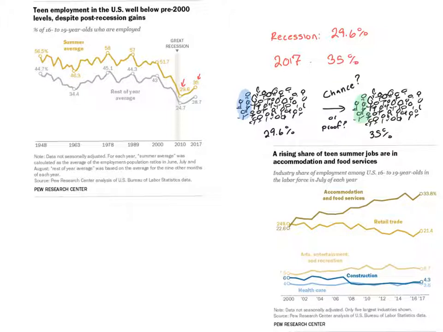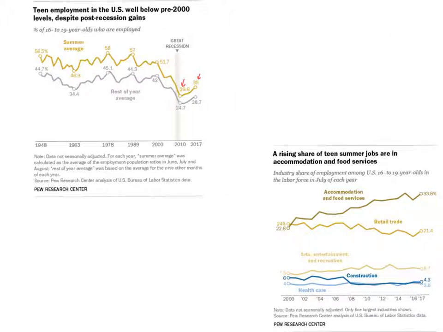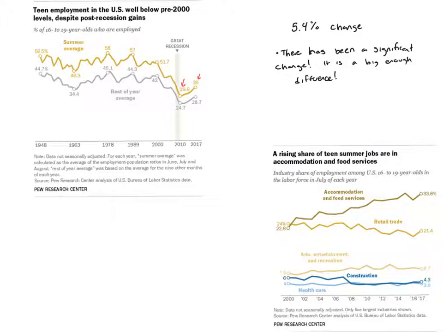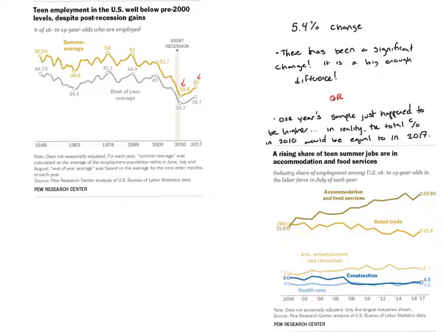This is why we look at the difference between the two of them. That is, if I'm going from 29.6 to 35%, that's a difference of 5.4%. The question we really should be asking here is, okay, is there a change between the two? Is a jump of 5.4% enough to say, okay, this is a definite change and not just chance that these two samples are different?